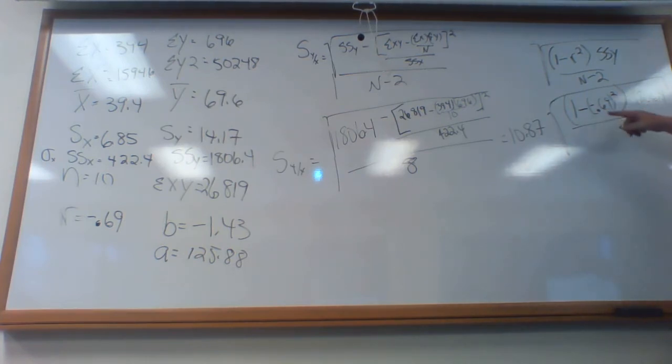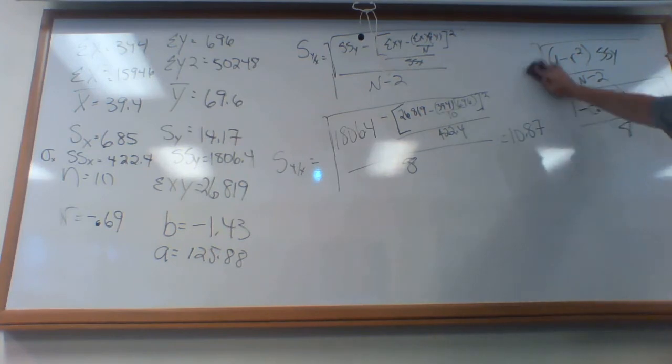So this ends up becoming 0.5239. Multiply that by 1806.4, divided by 8, and then we just square root the answer. That gives 10.87. Exactly the same. Once you have 10.87, you can answer the question.